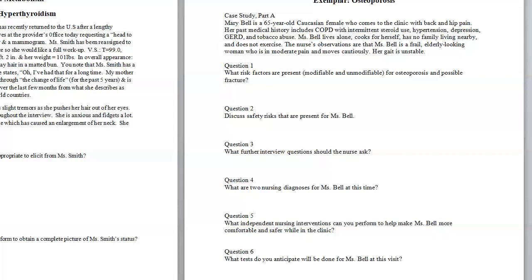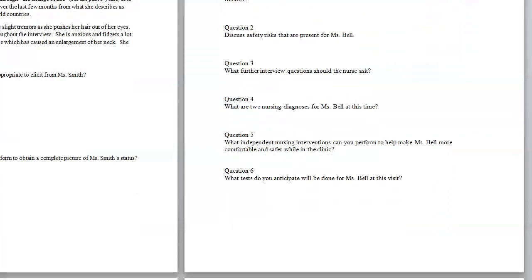So what tests do you anticipate will be done for Miss Bell at this time? Probably complete spine and hip x-rays, scheduled for a complete DEXA scan. And let's draw some blood work again for alkaline phosphatase, vitamin D levels, and her serum bone GLA protein level. Okay? All right, let's finish up this case study.